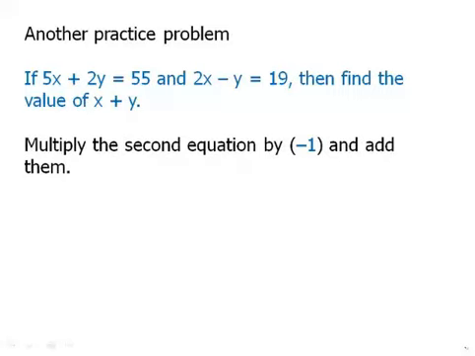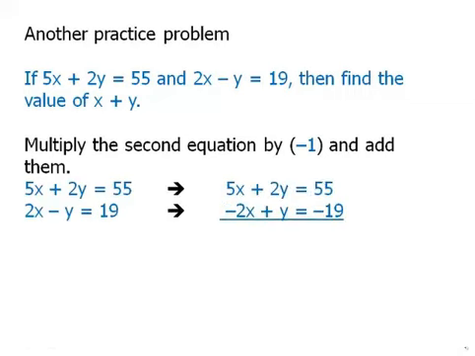So I'm going to multiply the second equation by a negative 1 and then just add them. So when I do that, lo and behold, I get 3x plus 3y equals 36. I divide by 3 and I get x plus y equals 12. And that is the answer because the question was asking for the value of x plus y.